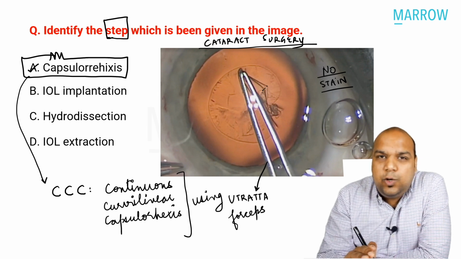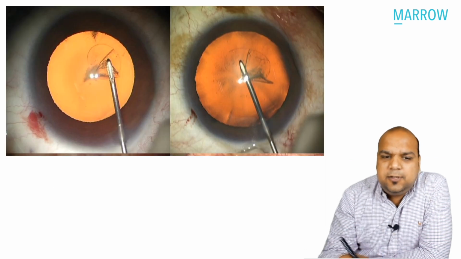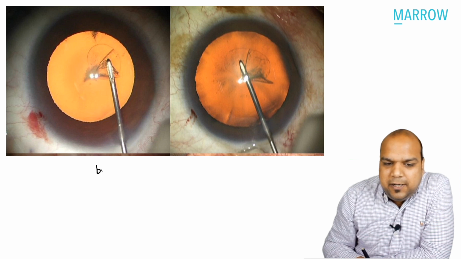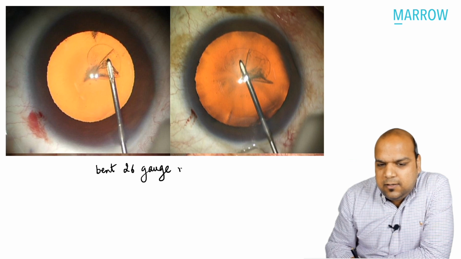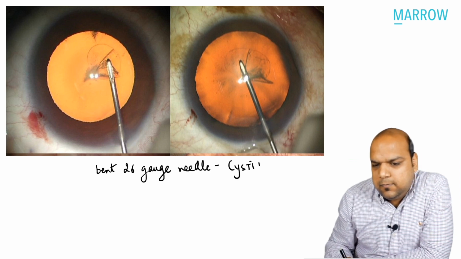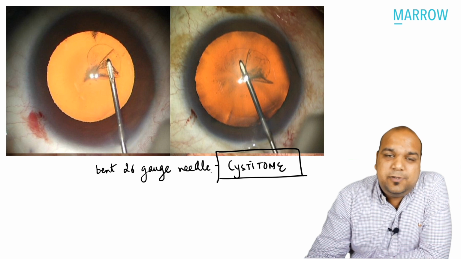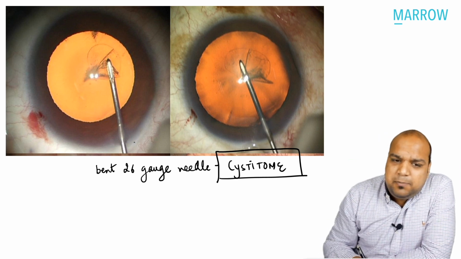But this is not the only instrument, everybody, based on which you can recognize it. The other instrument is this, everybody. This is a bent 26 gauge needle and we call it a cystitome. I personally prefer making a capsulorhexis or a CCC using a cystitome. As I say, it's a surgeon's choice. It's a bent 26 gauge needle.